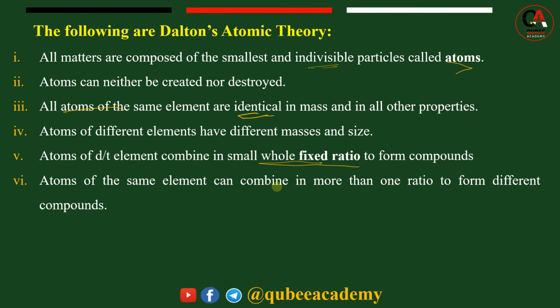For example, if you take the reaction between hydrogen and oxygen to give water, the ratio in this reaction is 2:1, which means that 2 atoms of hydrogen react with 1 atom of oxygen to produce water.